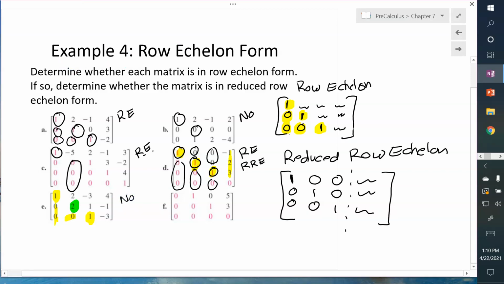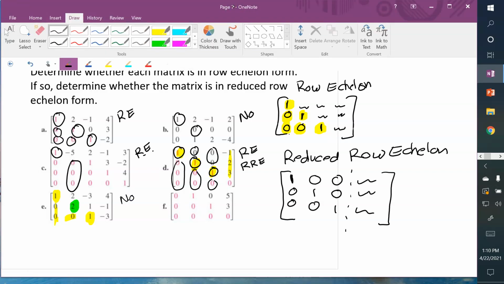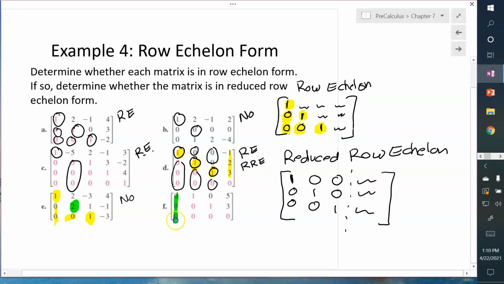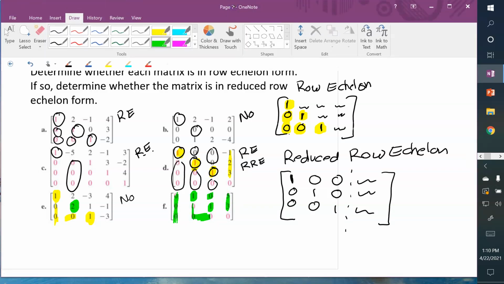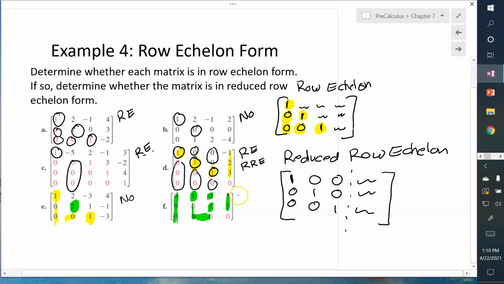And then look at F. I have a whole column of zeros, so I can just kind of ignore that. And check this out. I have a 1, I have a 1, and below those 1s are zeros. I have a 0 above, and then I just have this 5 and 3. So that is a reduced row echelon form. Okay.